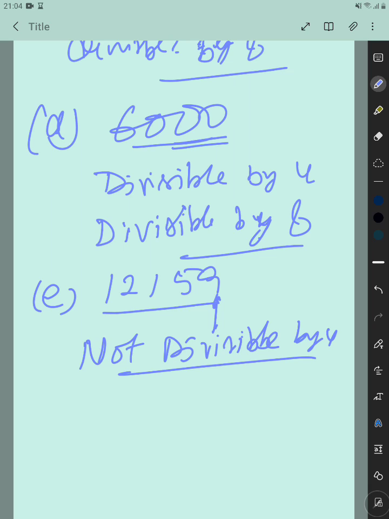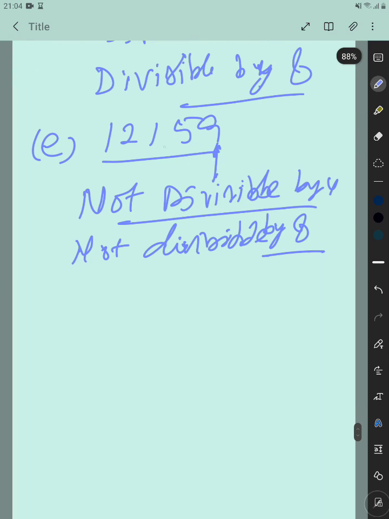I am writing in short, but you need to write like this, that the number is not divisible by 4 as last two digits, that is 59, is not divisible by 4, okay. You will write like that. And similarly, it is not divisible by 8, okay. Fine, because 159 is not divisible by 8.